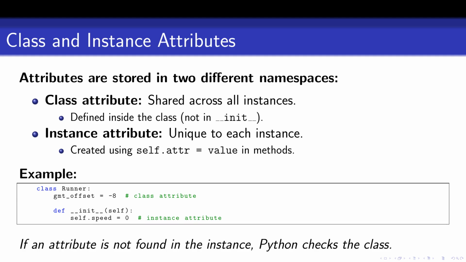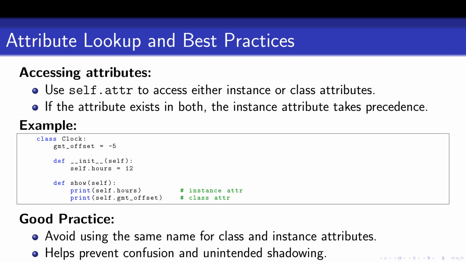This distinction allows you to create default or shared data at the class level while keeping unique data at the instance level. When you access an attribute on an object, Python first looks for it on the instance. If it doesn't find it there, it looks at the class, and then at any parent classes in the inheritance chain. This is called the attribute lookup order.